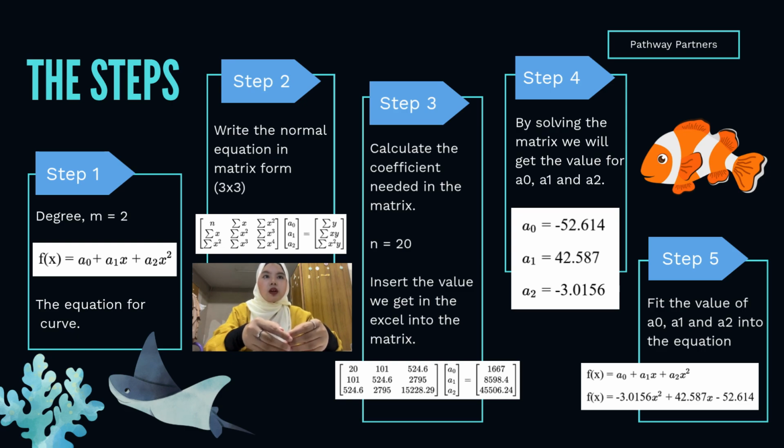Step 2, we organize this normal equation into a structured 3x3 matrix format. Start with n, summation of x, and summation of x squared for the first row. The second row is summation of x, summation of x squared, and summation of x cubed. The third row is the summation of x squared, summation of x cubed, and the last one, the summation of x to the power of 4. On the right side, we have the summation of y, the summation of xy, and the summation of x squared y.